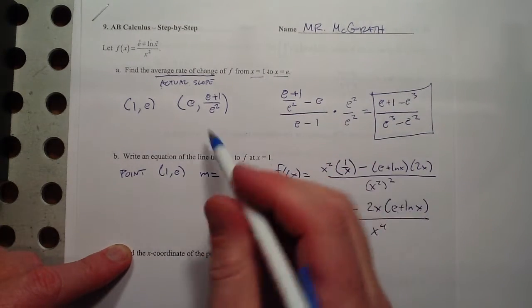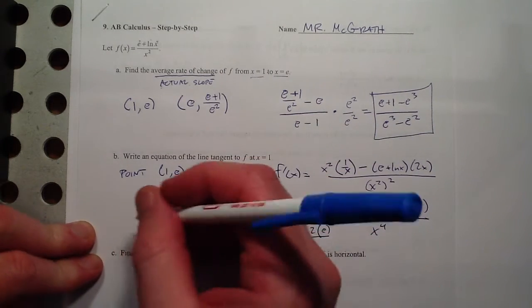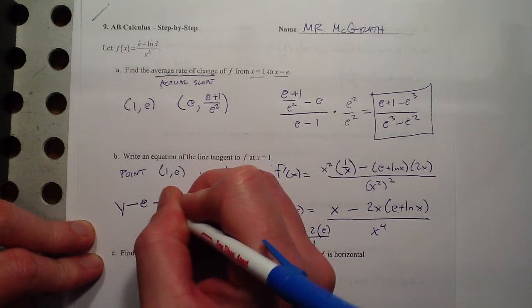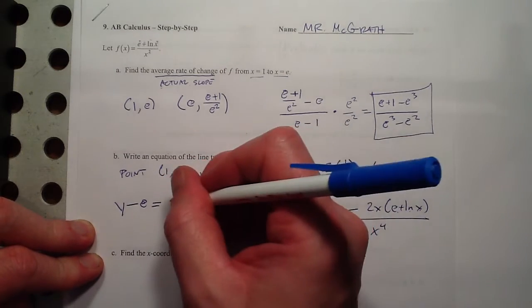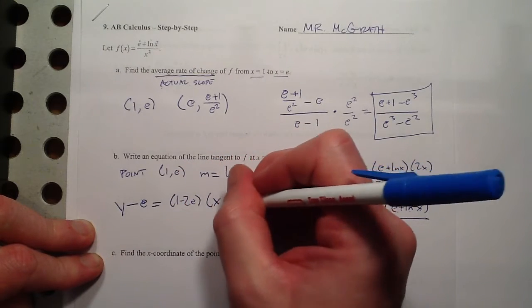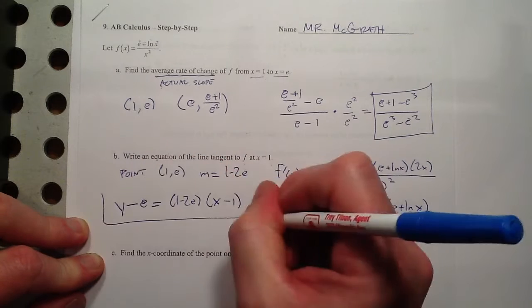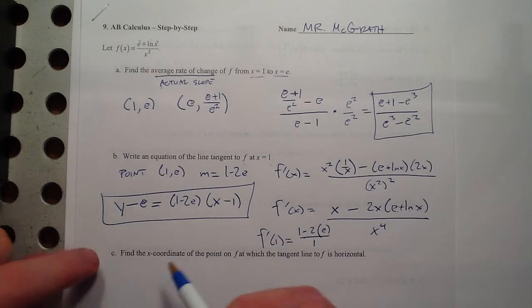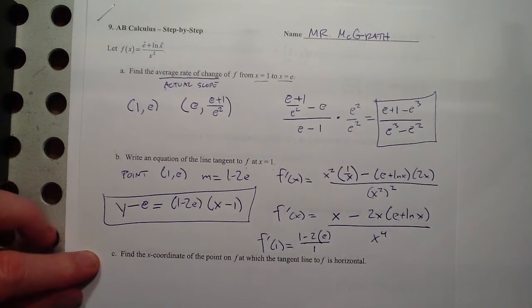So the equation for the line in point slope form is y minus y1 equals the slope times x minus x1. There's the line. Crazy looking line with all those e's in it, but that is the equation for a line. All right.